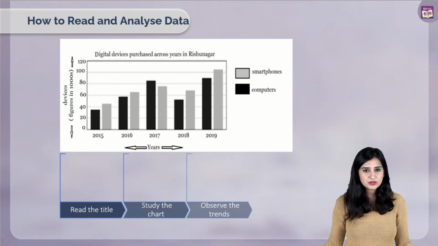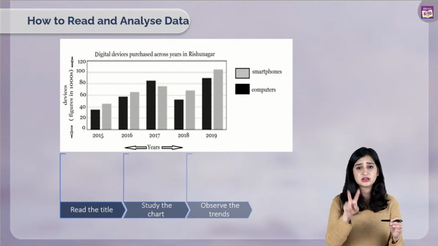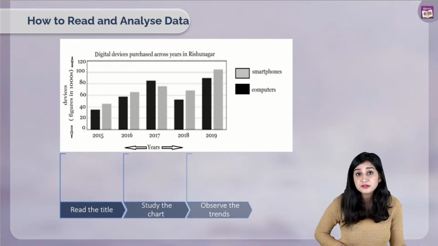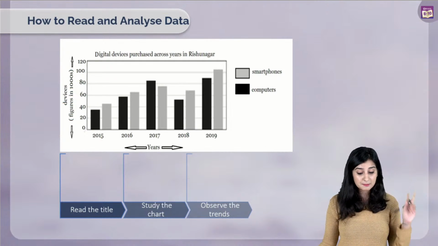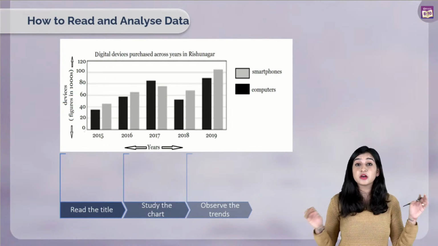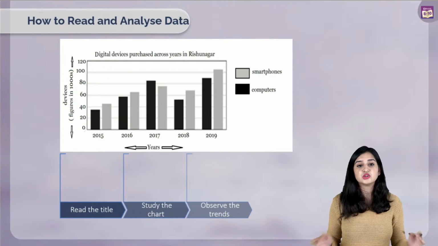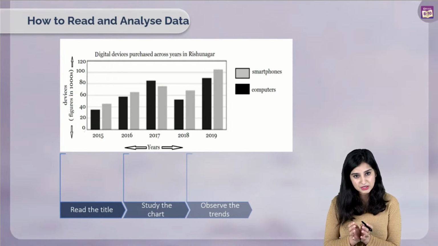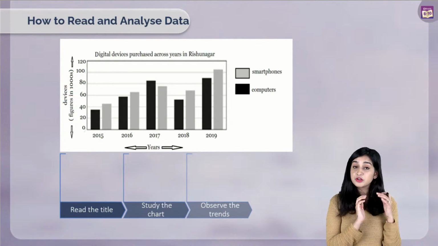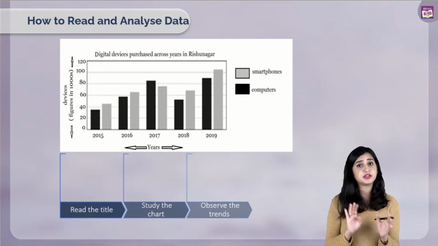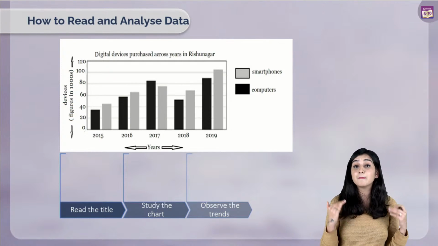Okay, so the fourth trend is nothing. So we are seeing that every year has 2 bars, right? One, the gray bar is talking about the number of smartphones that were purchased, and the black bar is talking about the number of computers that were purchased. So a specific number of smartphones were purchased, a specific number of computers were purchased in every year.